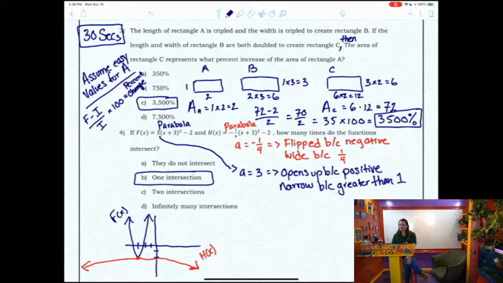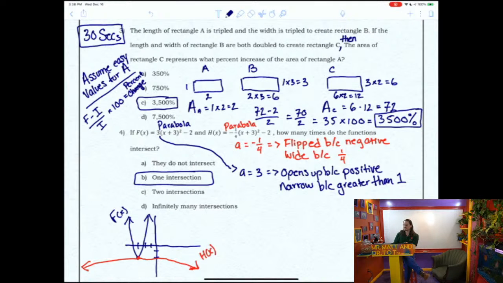So the area of rectangle A would be 1 times 2, which is 2. The area of rectangle C would be 6 times 12, which is 72. Doing the percentage change calculation of final minus initial, divided by initial, times 100 if you want a percentage answer, is going to give us (72 minus 2) divided by 2, and then times 100 if you want a percent.